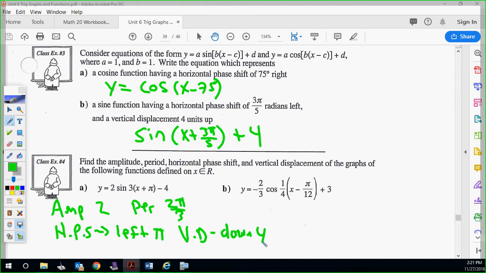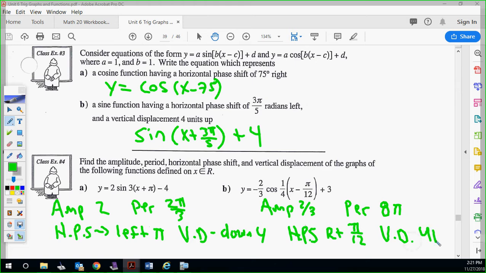Part B, amplitude 2/3. Remember, don't worry about the negative. It doesn't ask for reflections right now. Your period is 1/4, so that means 4 times 2 pi. So your period's 8 pi here. It's a big one. Your horizontal phase shift is right pi over 12. And your vertical displacement is up 3.